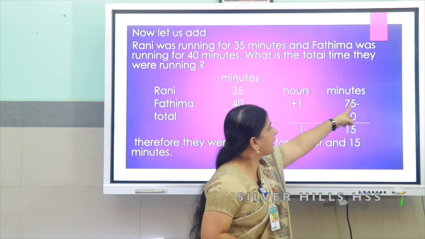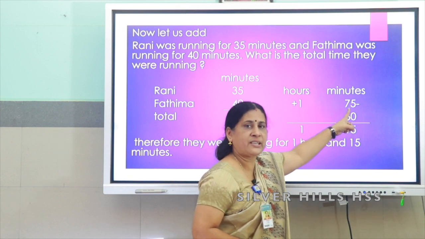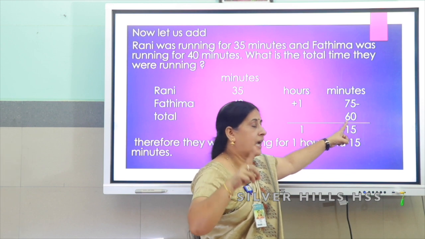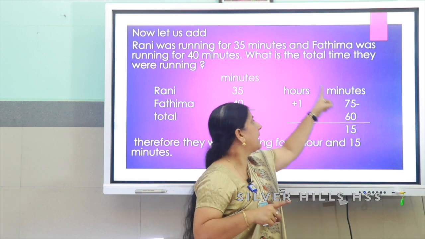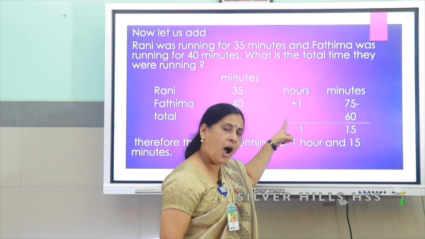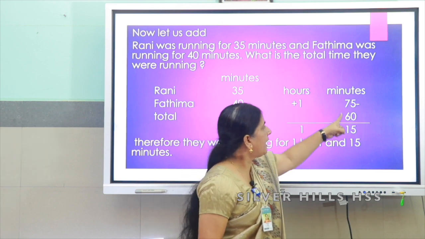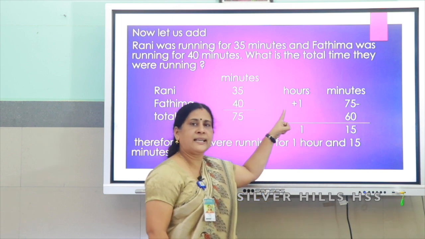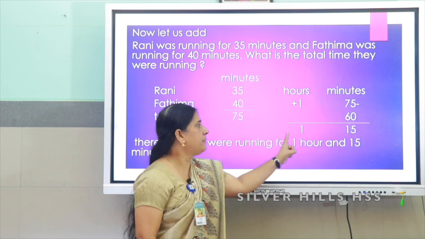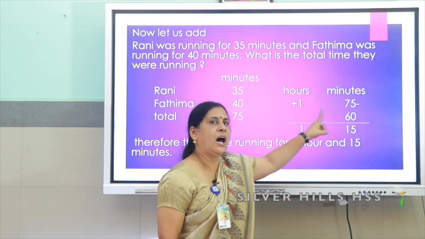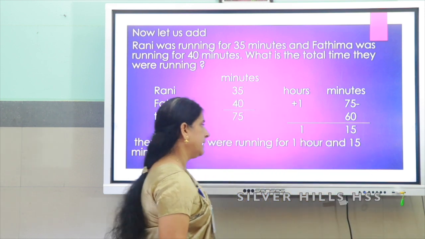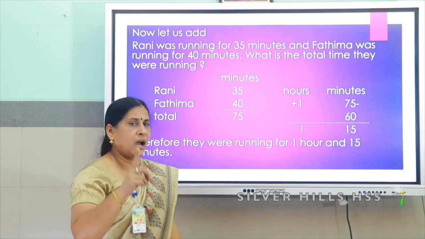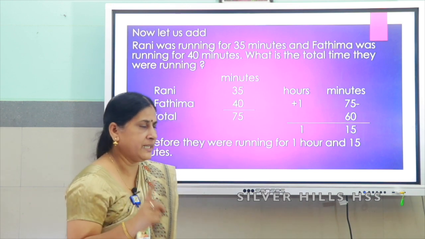So, when I subtract 60 from 75 minutes, I am subtracting 60 minutes, that is 1 hour. So, from minutes I subtract and add it to the hours column. So, 75 minus 60 is 15 and this 60 is converted as 1 hour. So, the time taken is 1 hour and 15 minutes. Therefore, they were running for 1 hour and 50 minutes.